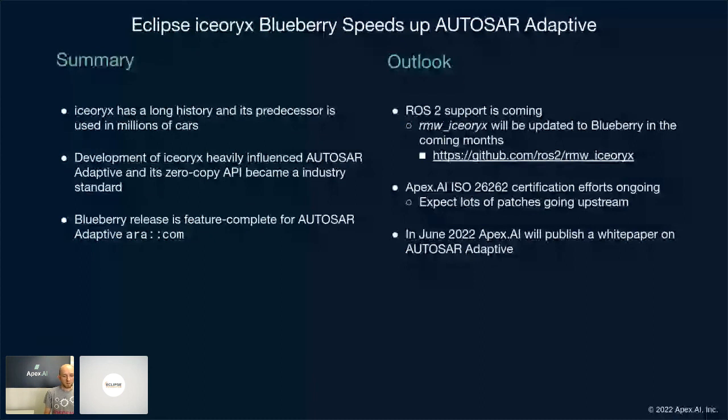Then we at Apex will certify our Apex middleware product in the coming year. And these certification efforts will very likely result in a lot of patches going upstream, so you can stay tuned for that. And also in June 2020, Apex AI will publish a white paper on exactly this whole topic that I talked about, basically on AUTOSAR Adaptive and its use cases and how Eclipse iceoryx can help you speed this up. So stay tuned and check out the website.